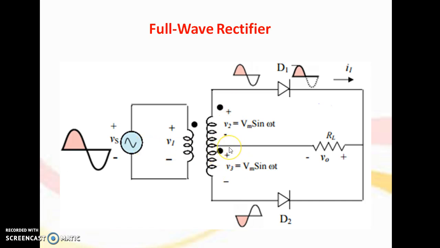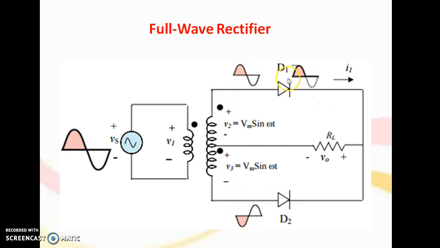Let us see how the full wave rectifier works. During the positive half cycle, when this end is positive and this end is negative, the voltages obtained in the secondary are like that. V2 voltage is there, V3 voltage is there, Vm sin omega t, and the same voltage is induced here, Vm sin omega t, but with opposite polarity. So the voltage across the secondary winding is twice Vm sin omega t, this one plus this one.